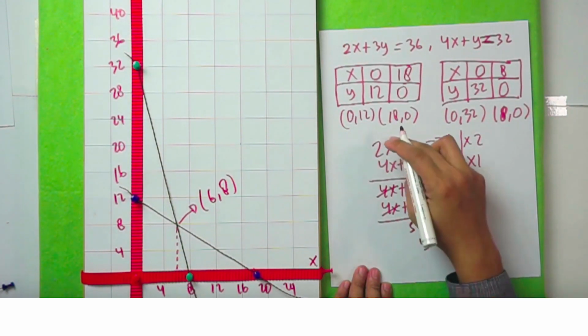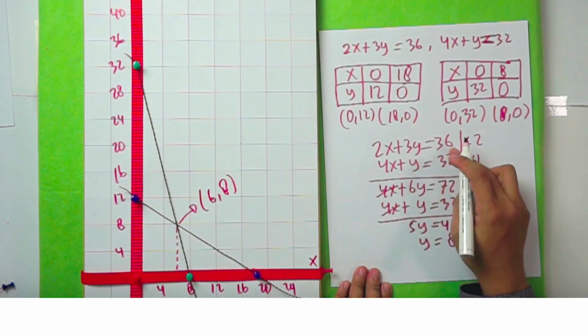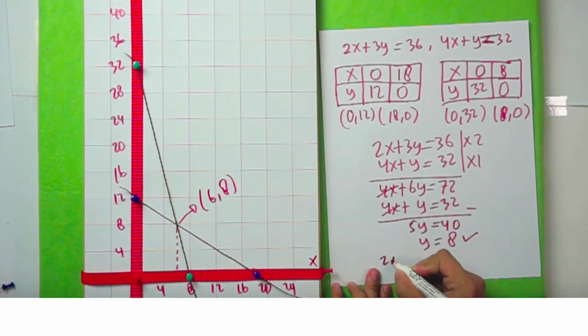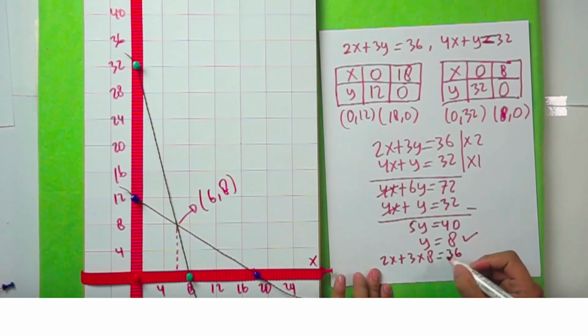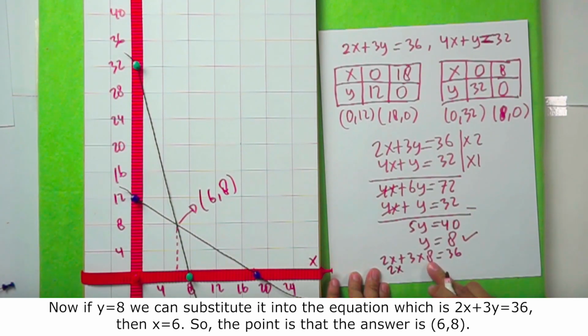After the elimination, we get 5y equals 40. So we got y equals 8 from 40 divided by 5. Now, if y value equals 8, we can substitute it into the equation, which is 2x plus 3y equals 36. Then, x equals 6. So, the point is that the answer is 6, 8.